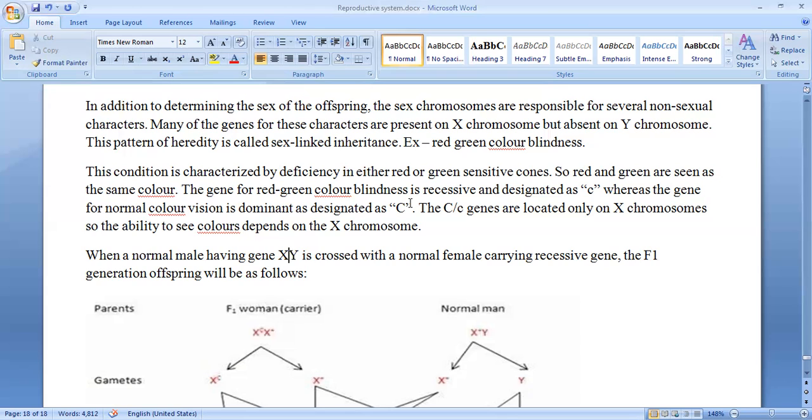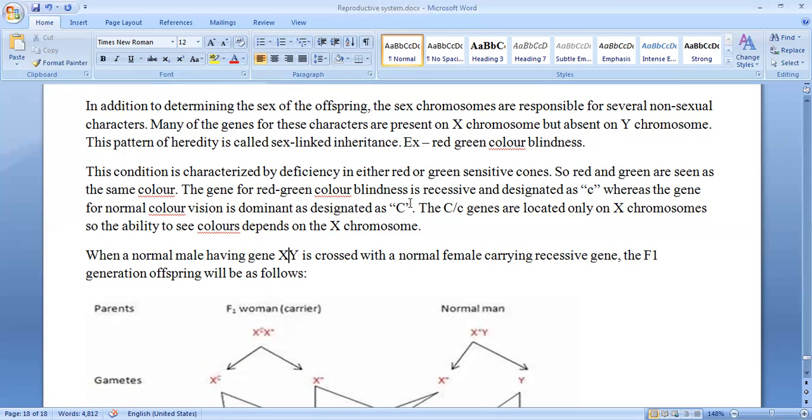The most common example of that is the condition called color blindness, red-green color blindness, where the person cannot make out the difference between red color and green color. They will have a deficiency of the cones in the eye. In the retina, there are rods and cone cells. So there will be a deficiency in the cones which are sensitive to red light or green light.